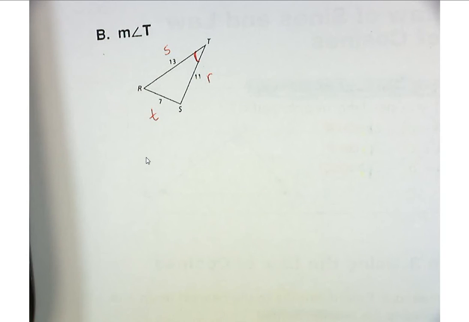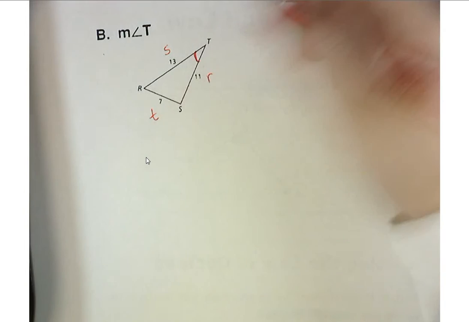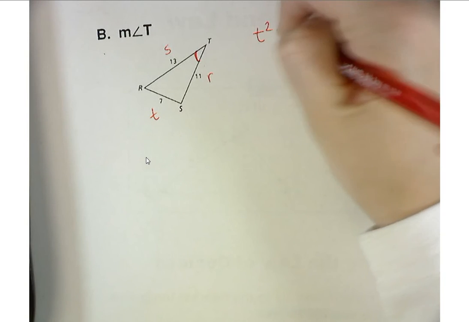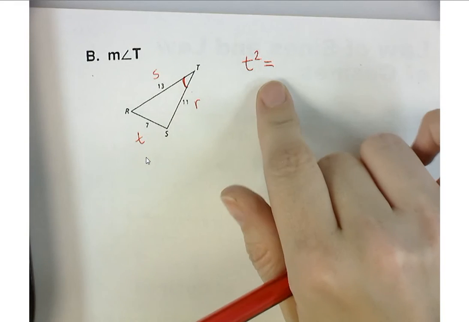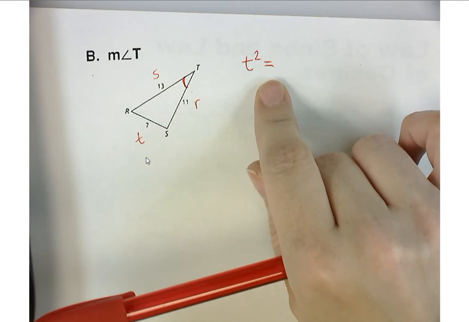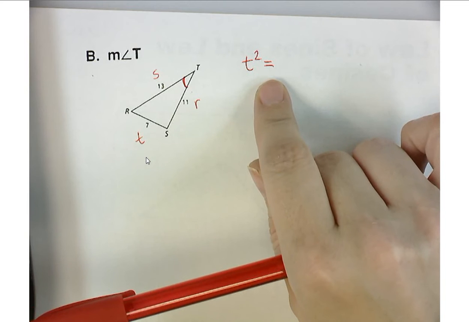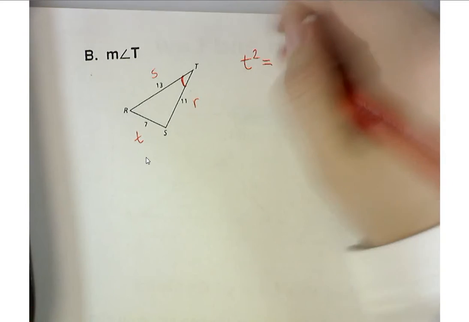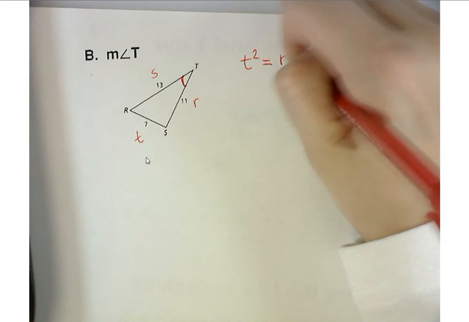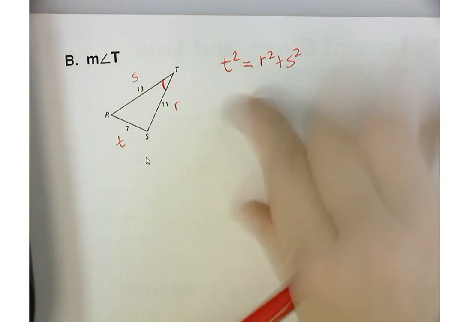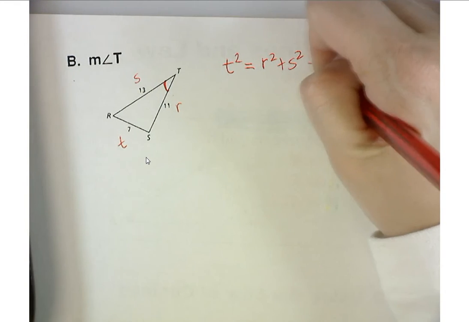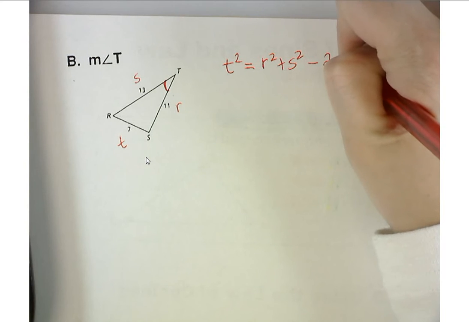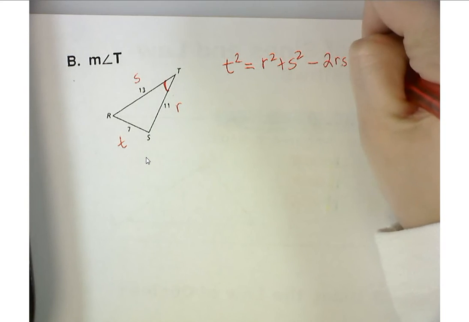T squared, because remember, whatever the first one is, that's going to match this angle. Okay, the other order doesn't really matter. It doesn't matter if you have r squared plus s squared or s squared plus r squared, because we're doing addition and subtraction, and those are commutative. Doesn't matter which way you add them. So you could have r squared plus s squared minus 2r times s, and then the cosine of t.